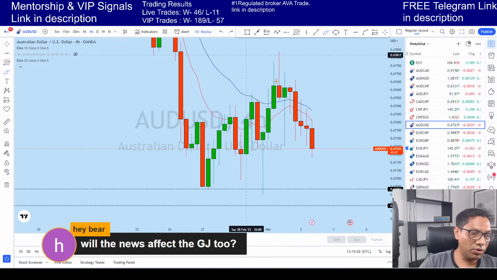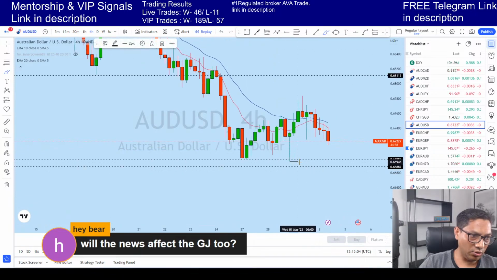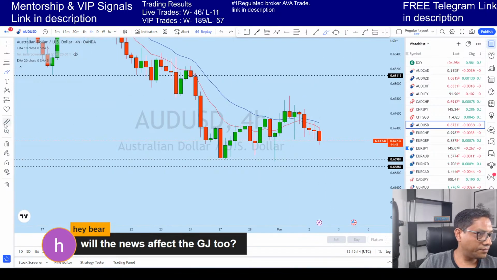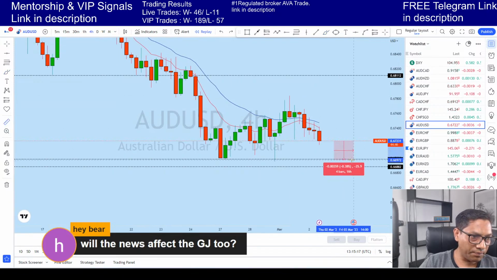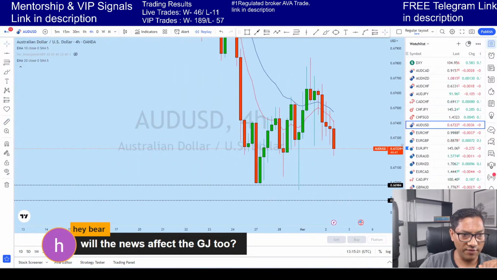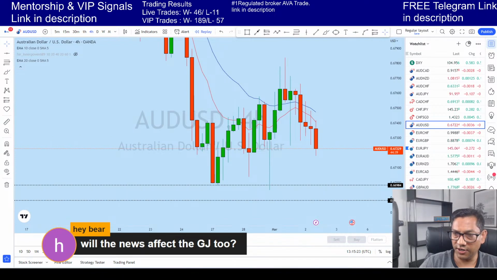So basically we found a zone where we can expect AUD USD to come here and bounce, or if it breaks, then we'll see a retest again. So for the time being, there is only a small gap we have for potential trading. So let's see how we can find an opportunity in this market in the upcoming times.